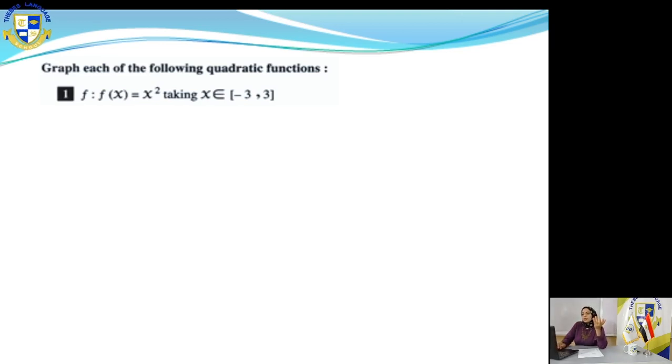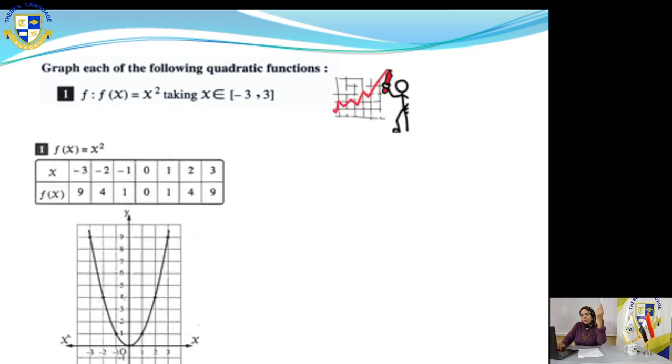I will substitute -3, it will be 9. -2, it will be 4. -1 to the power 2, it will be 1. 0 to the power 2, it will be 0. 1 to the power 2, 1. 2, it will be 4. 3, it will be 9. Then we will represent each ordered pair on the graph to have the quadratic.